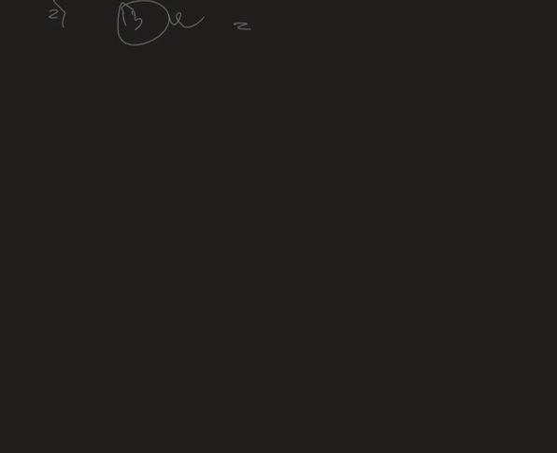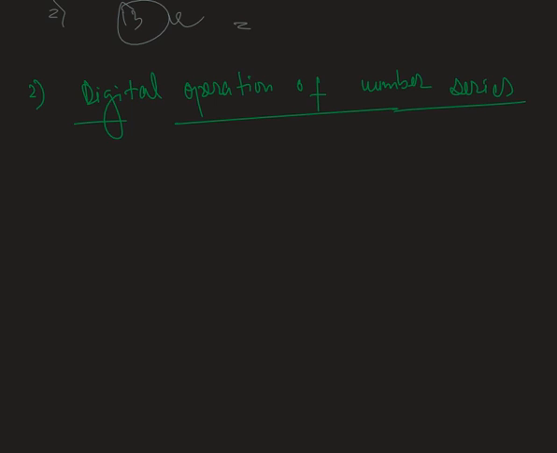Now jump to the next topic, that is digital operation of number series. Okay, in this type of series, the digits of each number are operated in a certain way to obtain the next element.